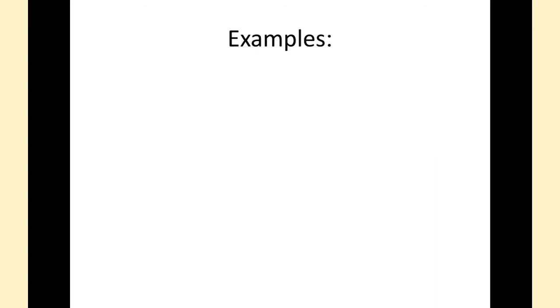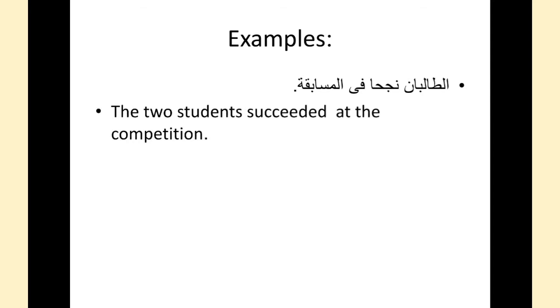Examples for the dual or the twice: الطالبان نجحا في المسابقة. Again, الطالبان نجحا في المسابقة, which means the two students succeeded in the competition. You can see here الطالبان, which is the first word. It means the two students. We added alif wa noon at the end, followed by the verb. As you can see here, the verb has at the end the letter alif. This letter alif is added to express two persons. So we change the verb in order to express two persons.